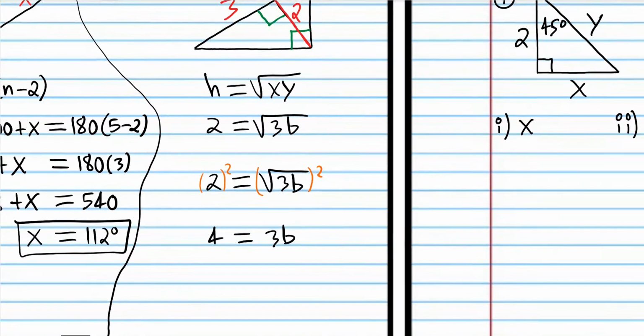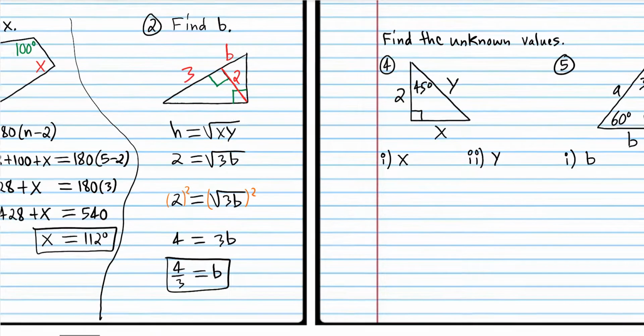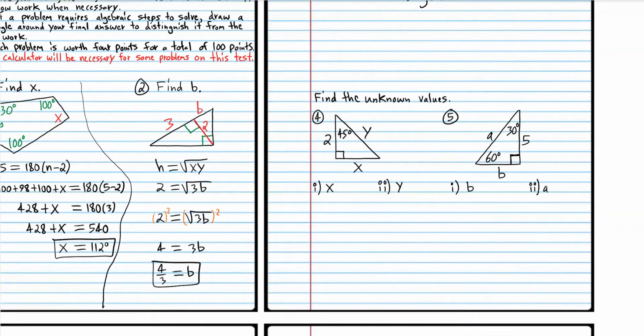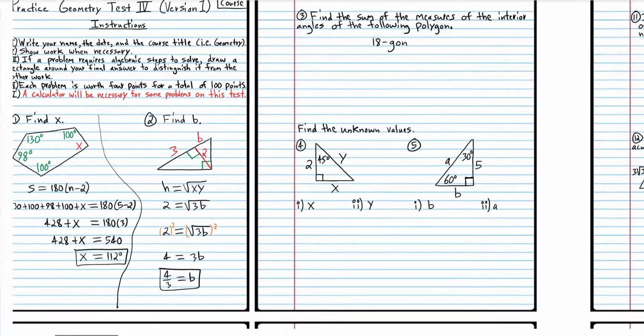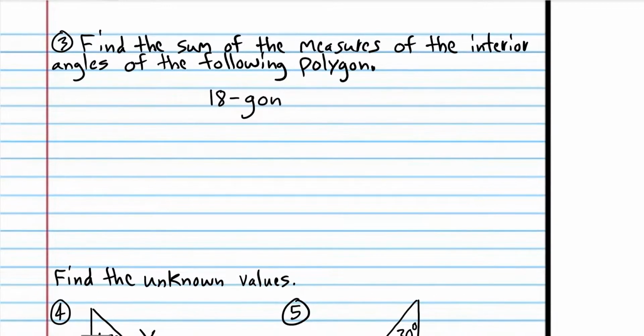So you get rid of the square root, and then you divide both sides by 3, and we see that b must be equal to 4/3. So if you got that one right, good job. Okay, on to number 3. Go ahead and try number 3. When you come back, we'll do it together.